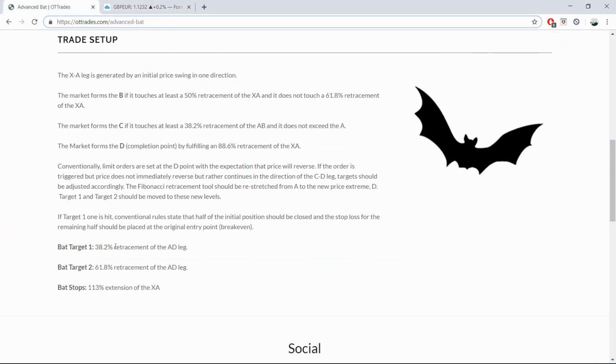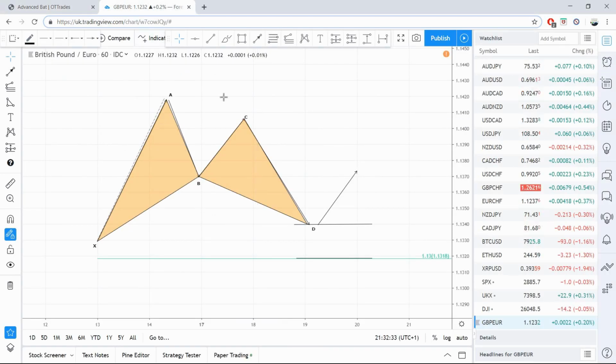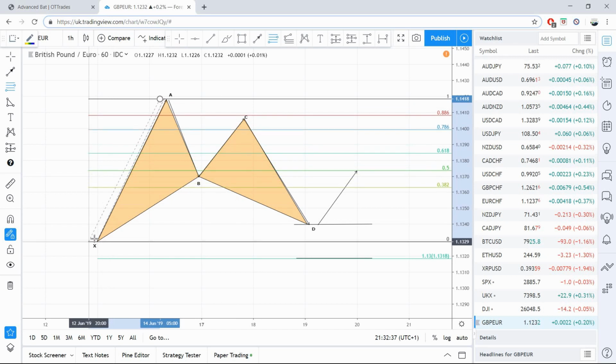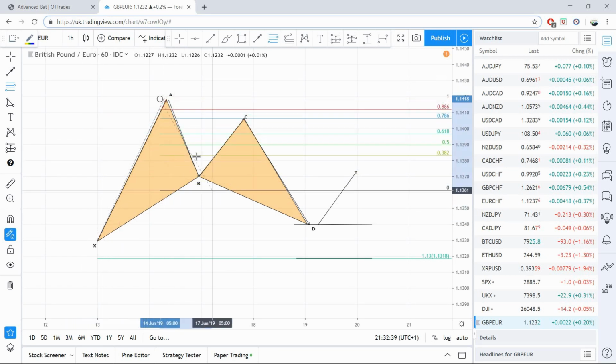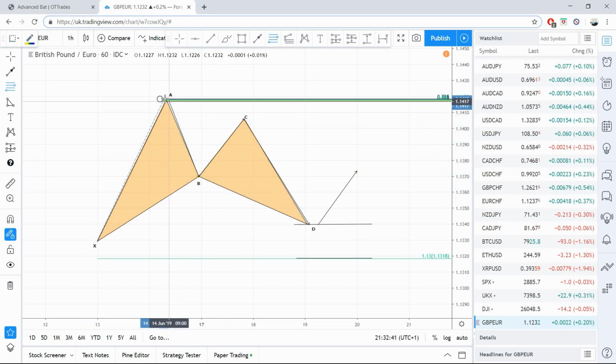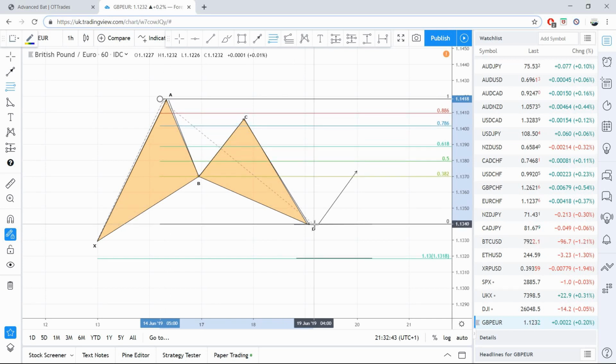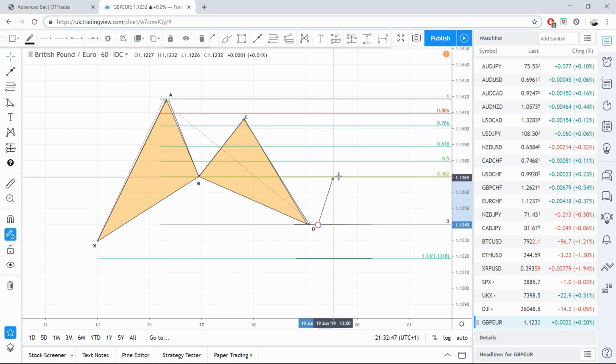Our take profits are at the 382 retracement of the A to D leg, and our second take profit at the 618 retracement of that A to D leg. So again, get our retracement tool, and instead of the X to A or A to B, we're going from the A point all the way down to our completion point. And our profit targets are going to be at the 382 and the 618.